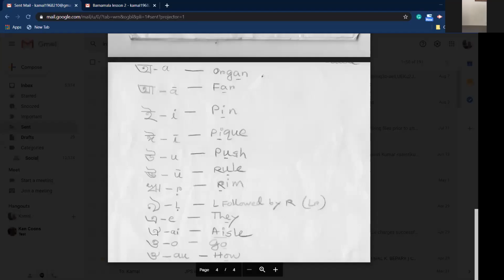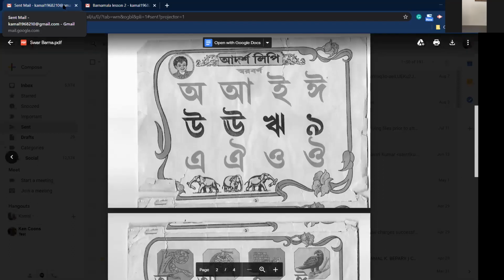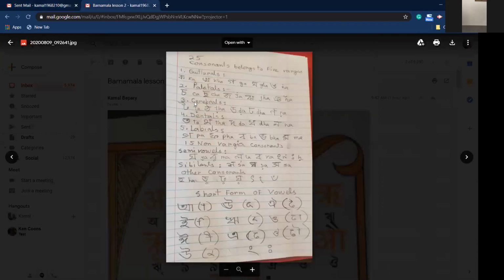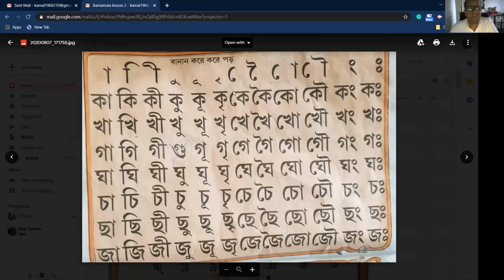Let's see, okay, so screen sharing again. Now we'll go to the next page. See, this is the picture of how you add this short form. So we don't always write Shoreya, we just add this. This is the short form of A, Shoreya. This is the short form of E. So on top of Ko, we write this one. So this all, 1, 2, 3, 4, 5, 6, 7, 8, 9, 10, 11, 12. You have to be familiar with these 12.